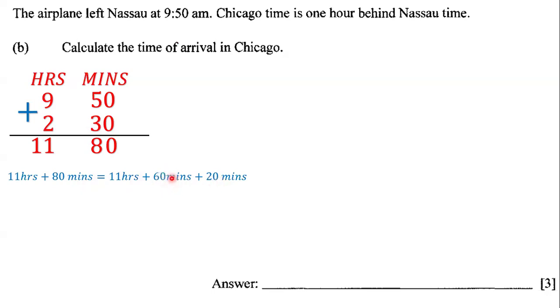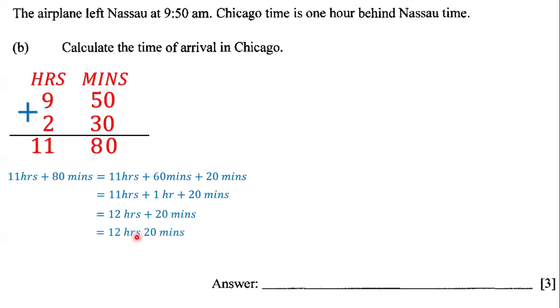Now, we know that 1 hour is 60 minutes. And so that means that the 60 minutes is going to be equal to an hour. And so we have 11 hours plus 1 hour plus 20 minutes. And so we have 11 hours plus 1 hour, which gives us 12 hours. And so we have 12 hours and 20 minutes.